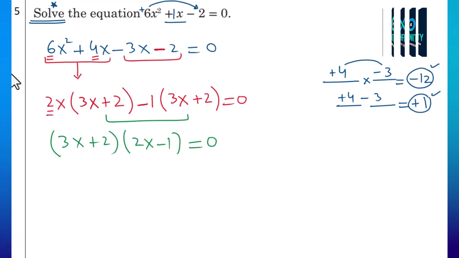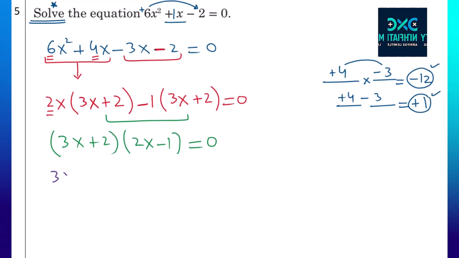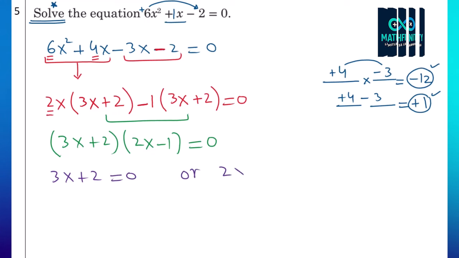So two factors are equal to 0. It means you can form the equation here, or you can form the column, and you can write 3x plus 2, either this one equal to 0 or 2x minus 1 equal to 0.